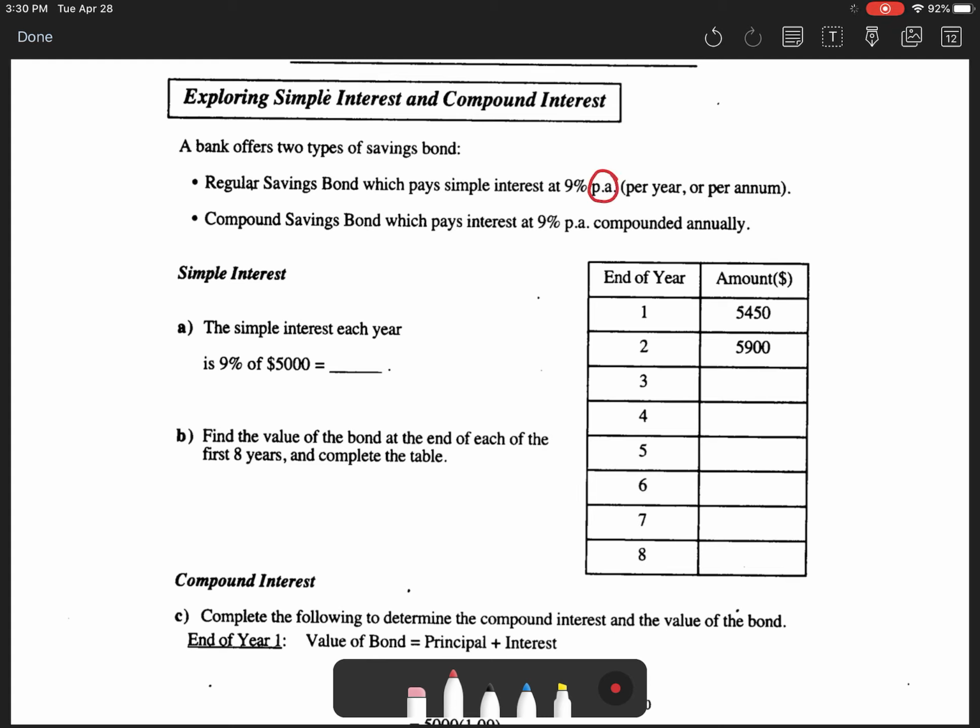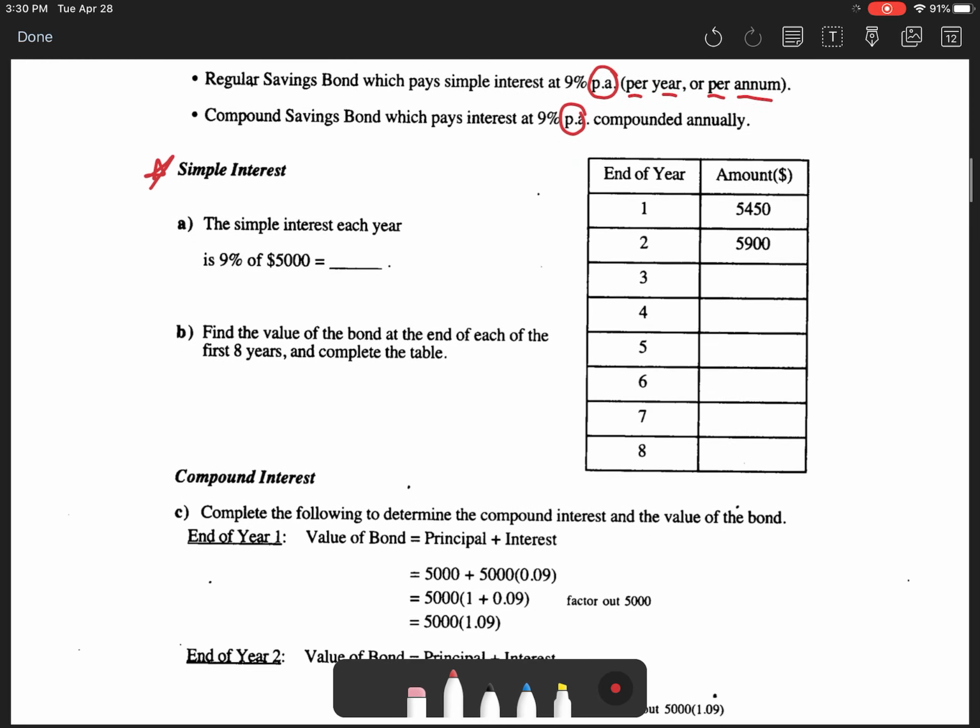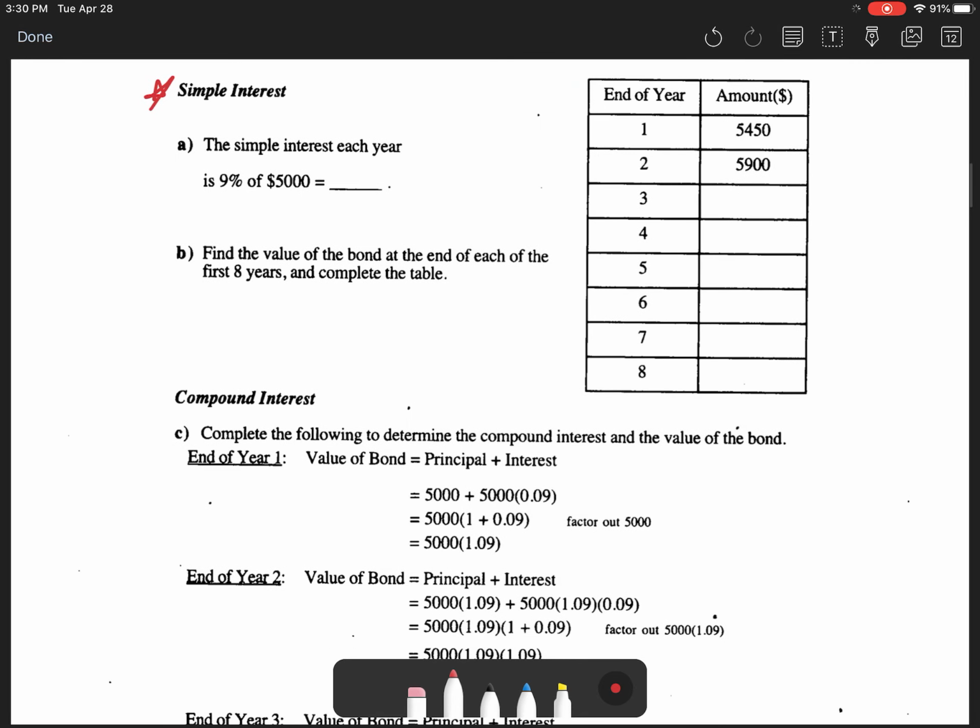Okay, so here we go. Exploring simple interest and compound interest. It says a bank offers two types of savings bonds. A regular savings bond, which pays simple interest at 9% PA. Now, PA, when you see that written in a question, stands for per annum. And per annum is the same thing as per year. So when you see that, you just think, oh, okay, 9% per year. That's what I'm being given by the bank. Compound interest, or compound savings bond, which pays 9% also per annum, compounded annually.